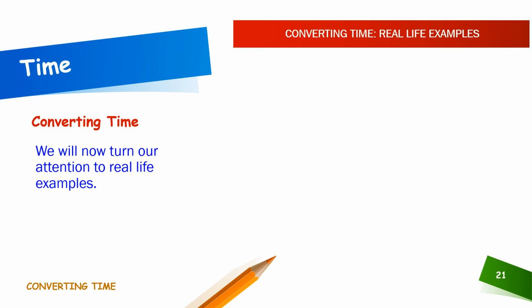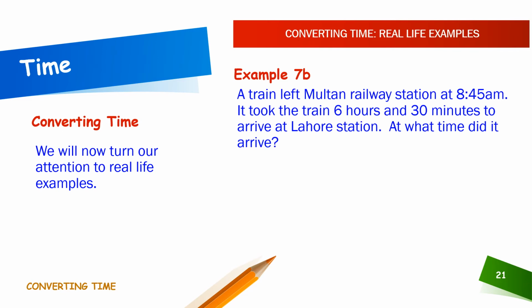We will now look at a real-life example involving hours and minutes. Consider this example shown on your screen. Pause the video and have a go. Press play when you're ready to view the solutions. So a train left Multan railway station at 8:45 a.m. It took the train 6 hours and 30 minutes to arrive at Lahore station. At what time did it arrive?